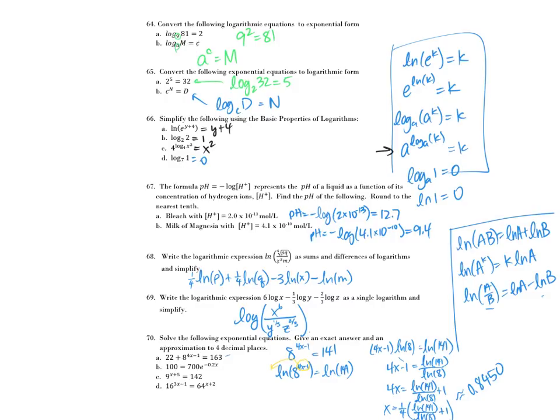Okay, the next one, B, let's do it over here. So I have 100 equals 700 e to the negative 0.2x. Okay, so first I'll divide both sides by 700. So I'll get 1/7 equals e to the negative 0.2x. Then I can take the natural log of both sides.